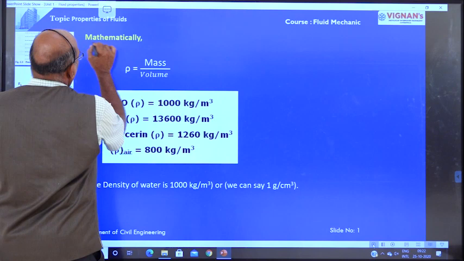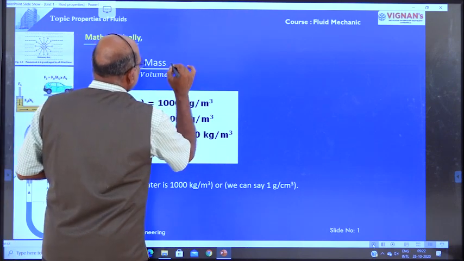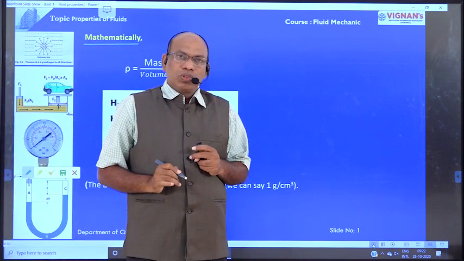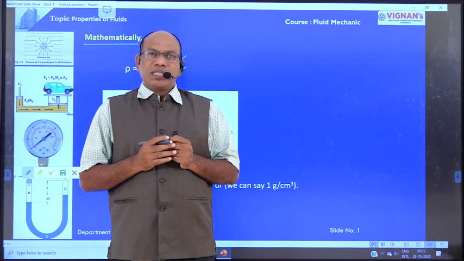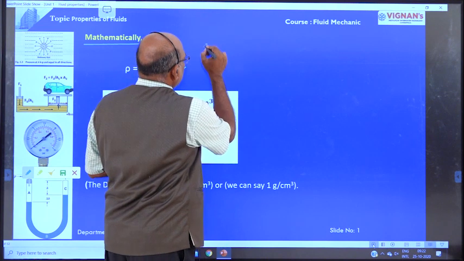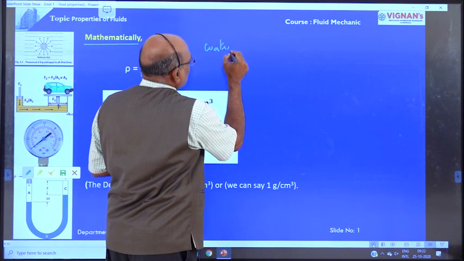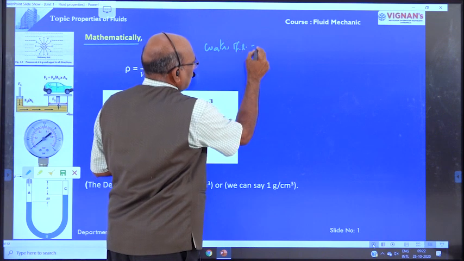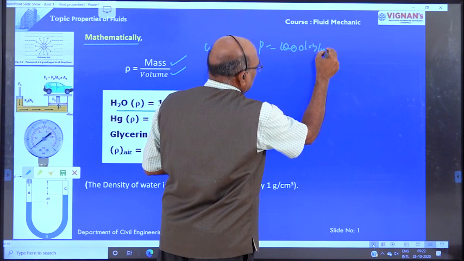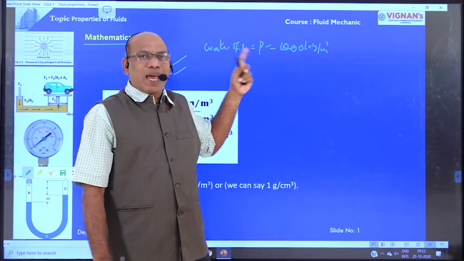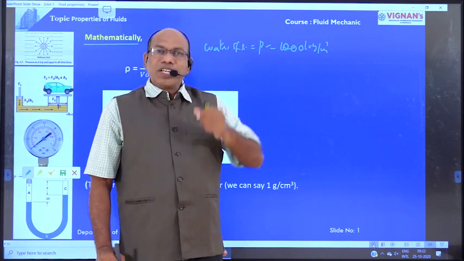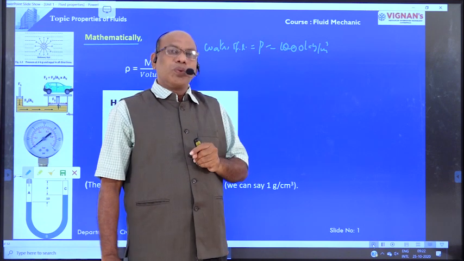Mathematical form: rho, mass density, is equal to mass by volume. Here the mass density has some standard values. For water or a standard liquid, mass density rho equals 1000 kg per meter cube. This is a very important value. The mass density of water or standard liquid is 1000 kg per meter cube.